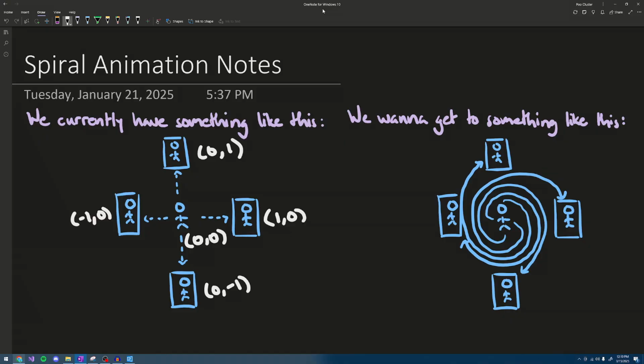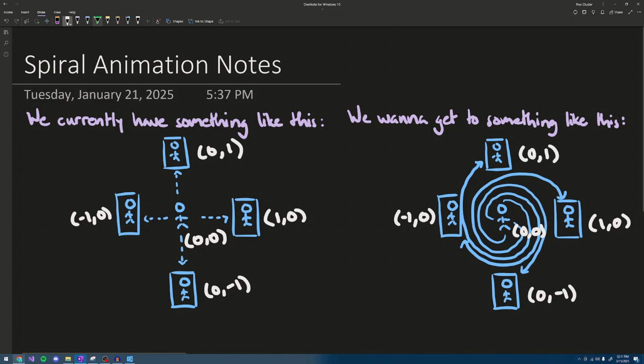If you look on the right, we actually still have the same thing, where we start at 0, 0, and we end up at the same places. We end up with 1, 0 for the right, 0, -1 for the bottom, -1, 0 for the left, and 0, 1 for the top.